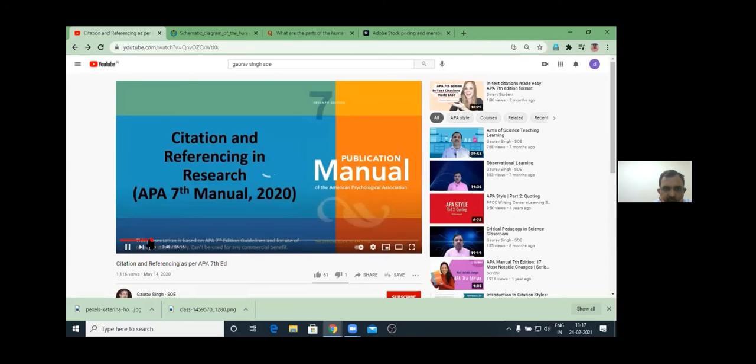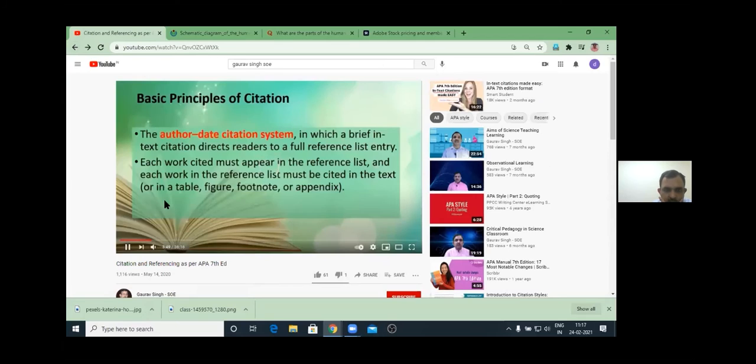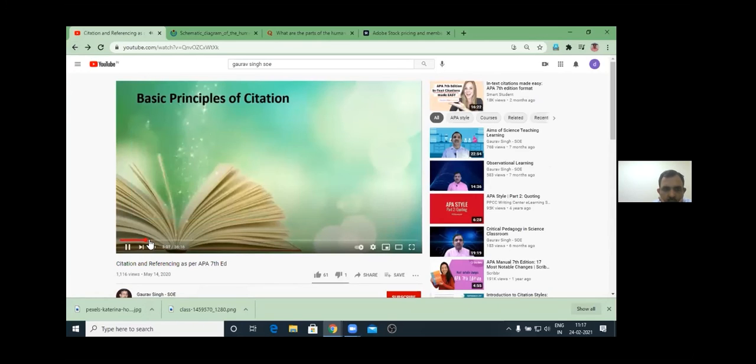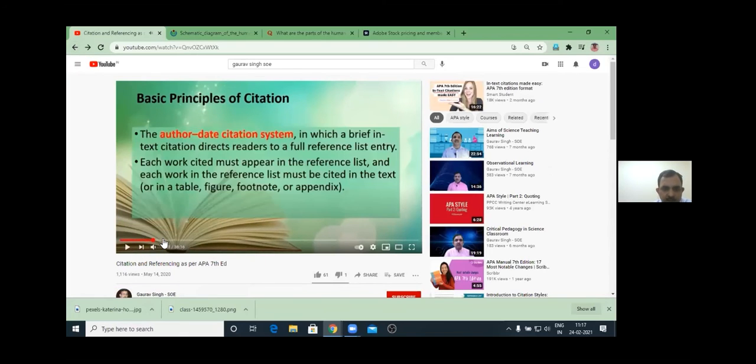So you need to create different slides: text, table, figure. For example, in this slide, I have used a background image. This background image is from Pixabay.